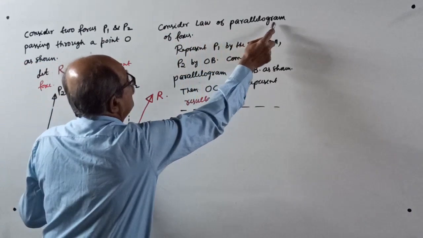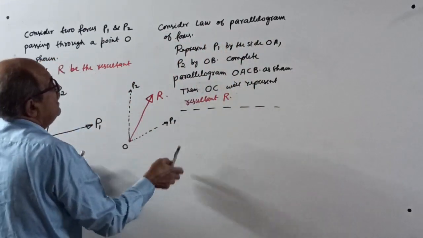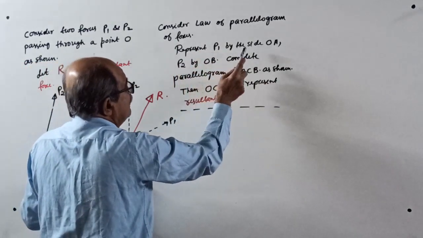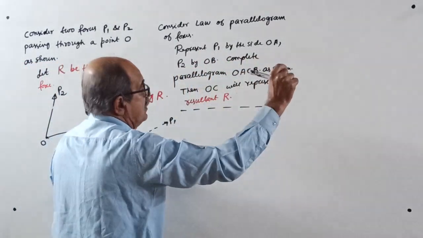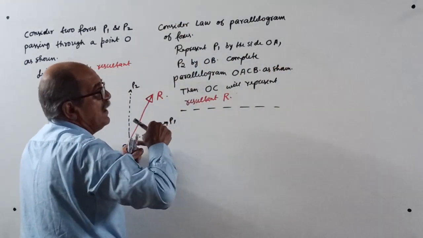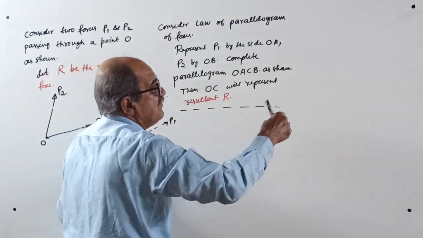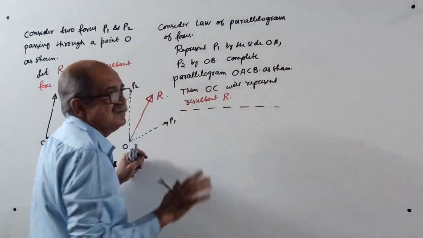Consider the law of parallelogram of forces. See, the P1 need not be horizontal. I will take it inclined only. Represent P1 by side OA, and represent P2 by side OB. Complete the parallelogram OACB. Then OC will represent the resultant R.